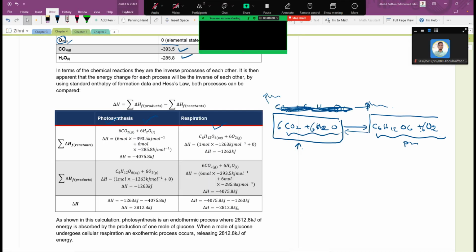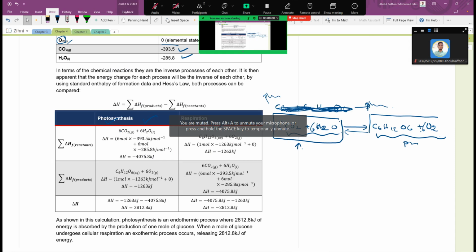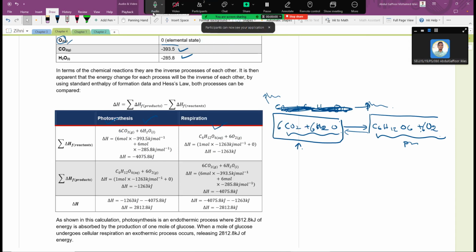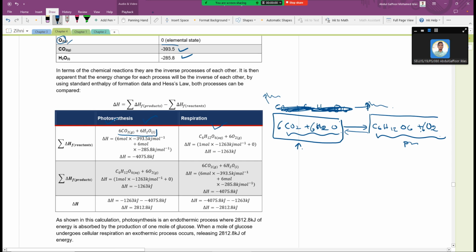So they have tabulated the data like this, right? So for photosynthesis, this component comes as the reactant formation enthalpy, and the same component comes as the product enthalpy in the respiration, right? But the value will not change. The value will not change.